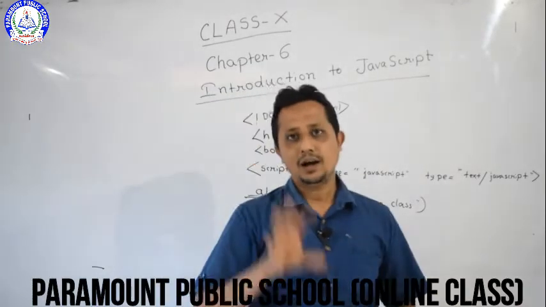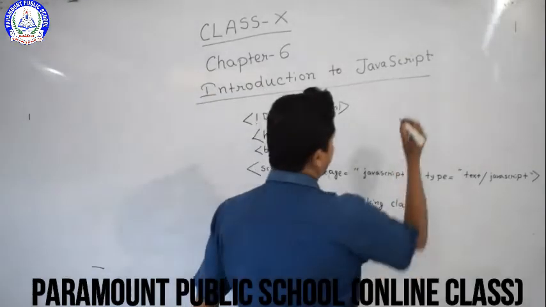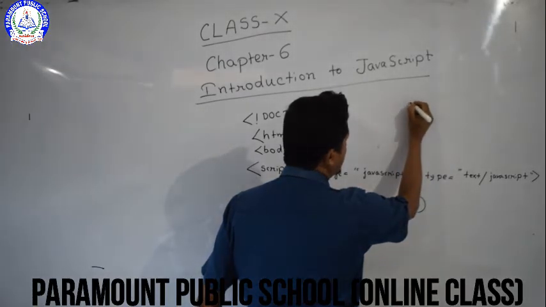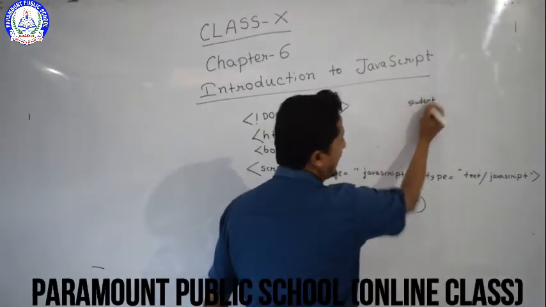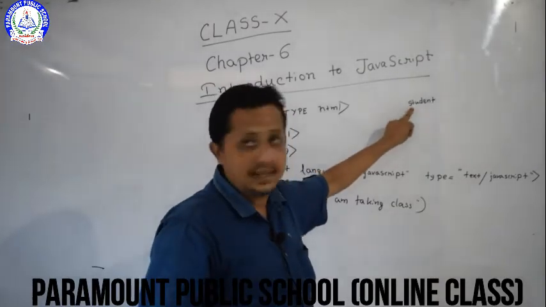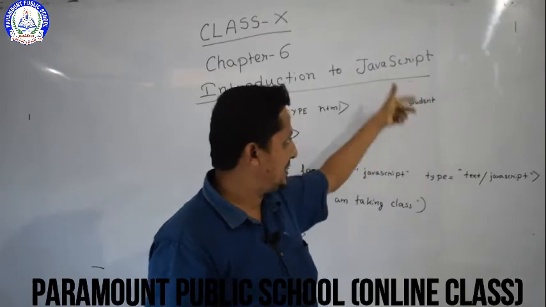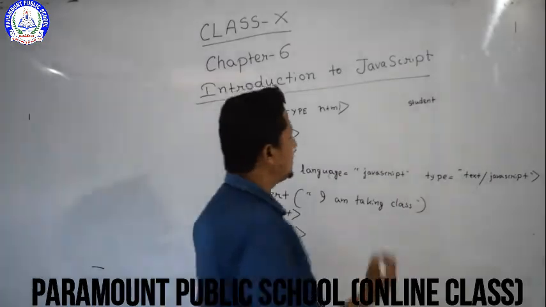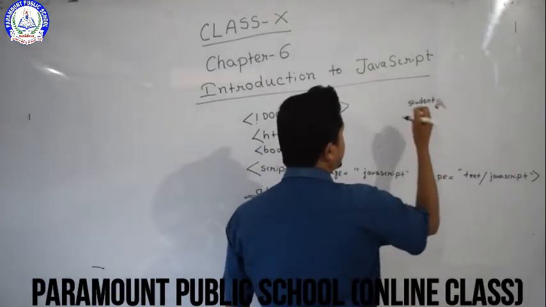Now I am showing you some examples. Say if I write a variable name as student, it is valid because the first character is a letter and it contains letters. It can contain letters, digits or underscore sign. So it is valid. Student1 is also valid.